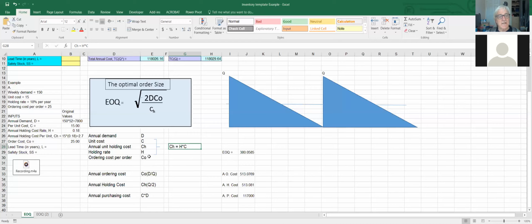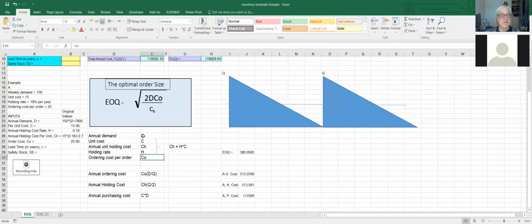And C sub O is what it costs you to place an order. There are activities associated with placing an order that are independent of the order size. It's fixed per order. This is called C sub O. The larger C sub O, the smaller the number of orders that you want, and the larger the order size that you will order to cover more time until the next order.